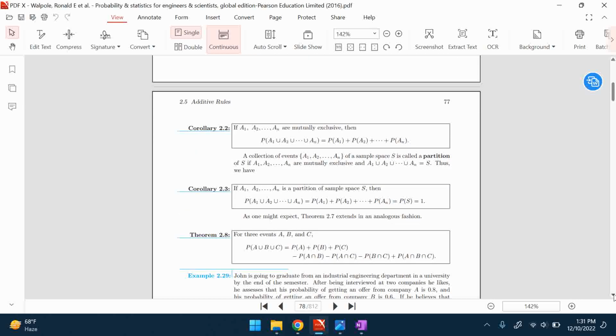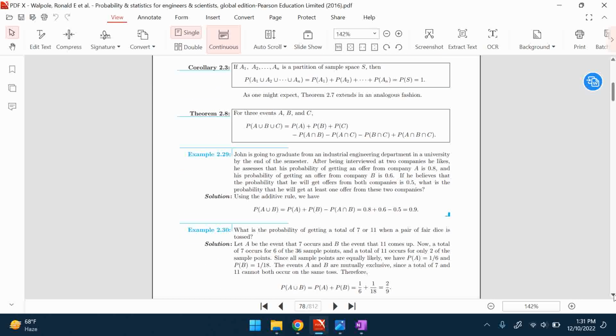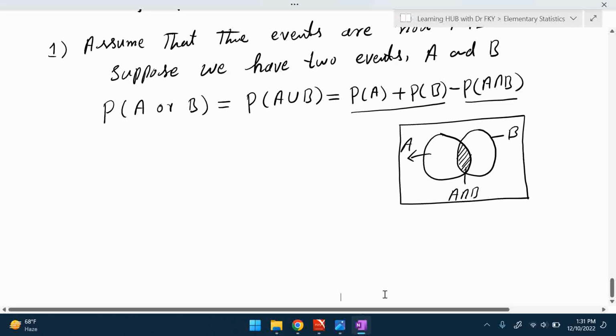Now you can extend this theorem, this rule, to more than two events. Here you can see that this is for three events. You can write the same rule for three events.